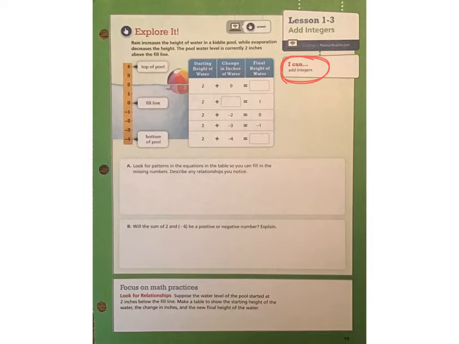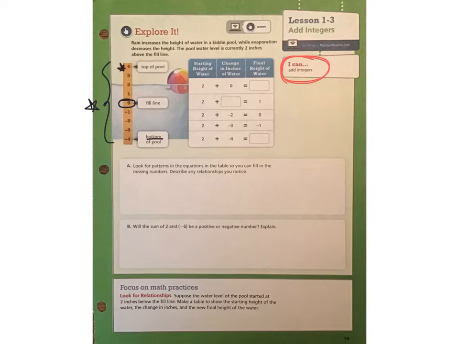Rain increases the height of water in a kiddie pool while evaporation decreases the height. The pool water level is currently 2 inches above the fill line. You can see a ruler here on the left side of your page, and that ruler serves as a guide so that we know how deep is the pool, where's the top of the pool, and what's the fill line. In this case, the number -4 represents the bottom of the pool. The fill line is at 0, and the top of the pool is at a +4.